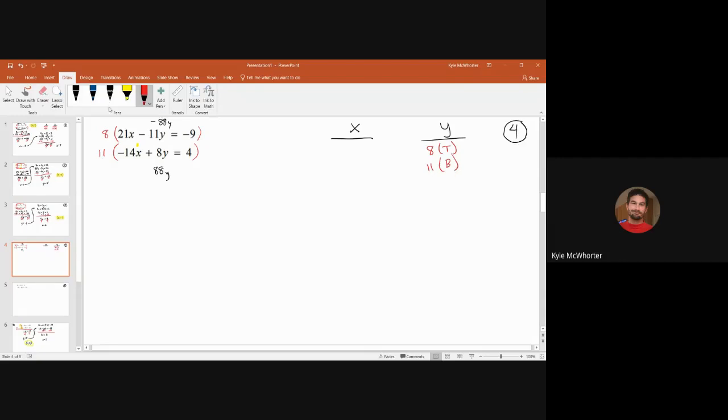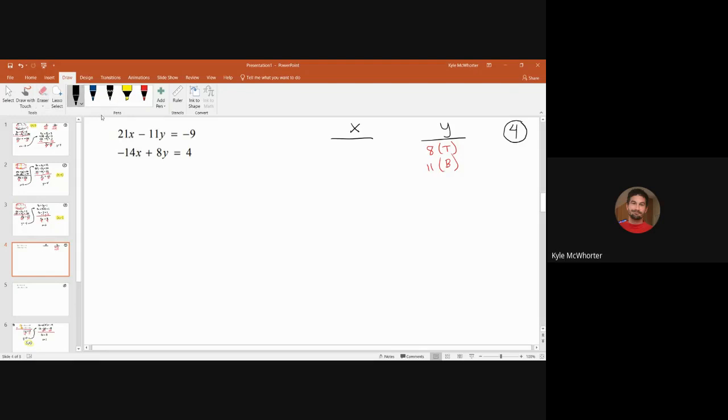If I wanted to get rid of x, you might say, oh, let's see, what do 21 and 14 both go into? And you might just be like, shoot, I don't know. Maybe I have to multiply the top by 14 and the bottom by 21 and get some huge number. That doesn't sound like fun. But here is a little trick that you can do if you see it.